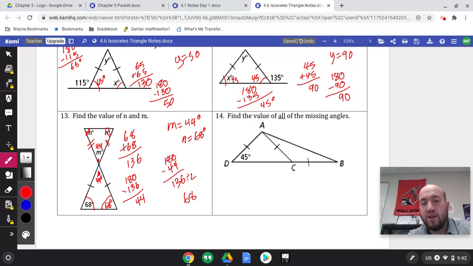All right, and our final one, it asks us to find all of the missing angles. So the easiest one here, those two have to be the same, which means this is 45 as well. Now, on this triangle, we know these are the same as each other. They don't have to be the same as the original one, so we can't put 45 in there, but we know they're the same as each other. This angle right here, I can take, it's a linear pair. So I'll do 180 minus 45 gives me 135.